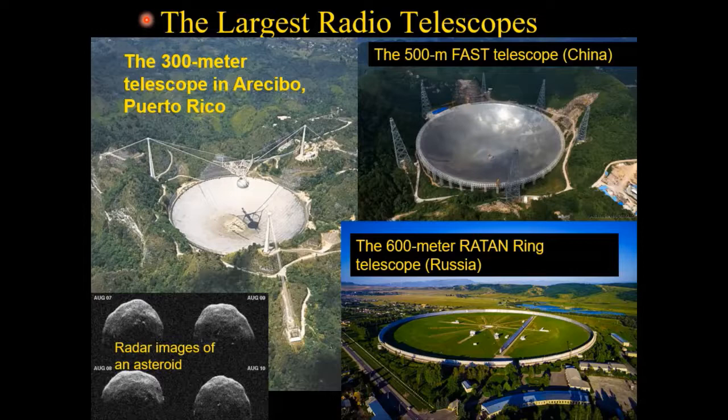These are some of the largest single radio telescopes. In Puerto Rico, there's a 300-meter diameter dish. Again, the size of this thing is more than 3 football fields in diameter. China has recently built one even bigger than that, the 500-meter radio telescope. And in Russia, there is a radio telescope that, instead of a solid dish, is a ring that has a total diameter of 600 meters. So these are enormous observatories.